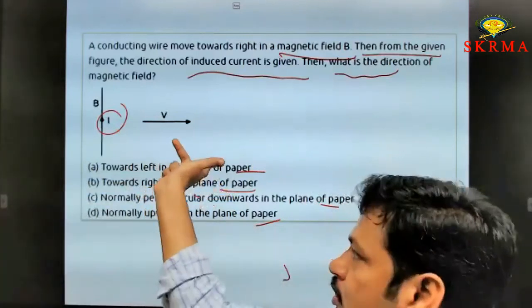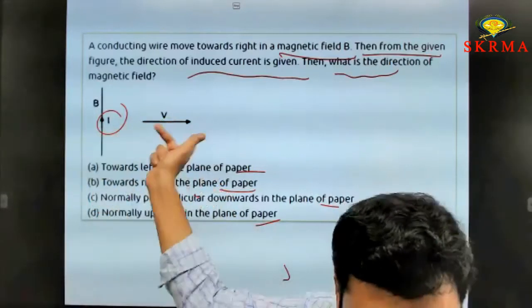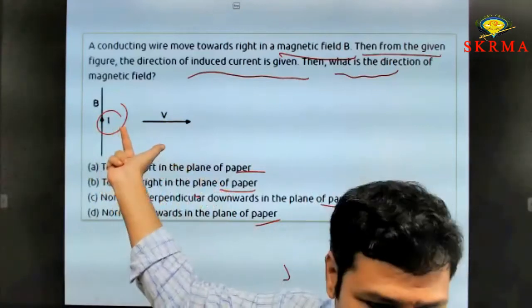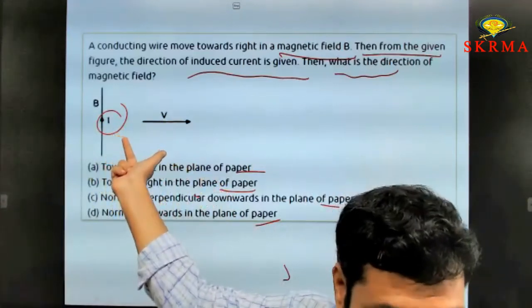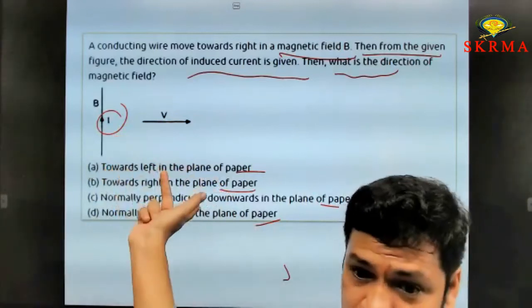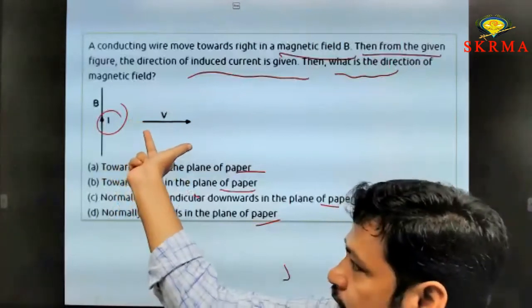Okay. The thumb represents the force, as this is moving towards the right. The direction of field is into the paper, perpendicular to the paper. This is the direction of field. The forefinger represents the direction of field, into the paper.